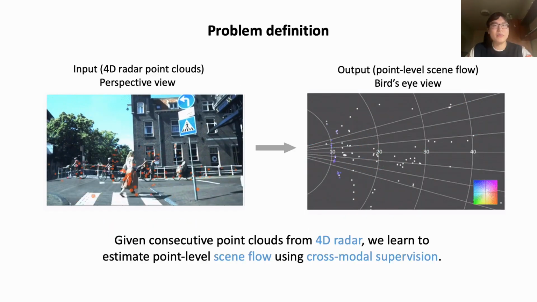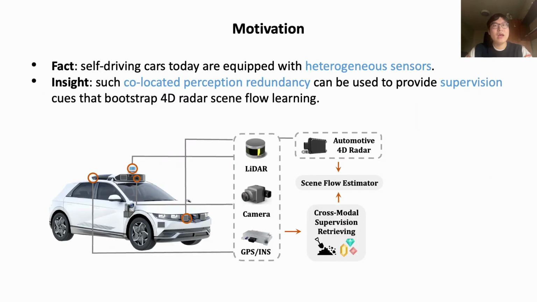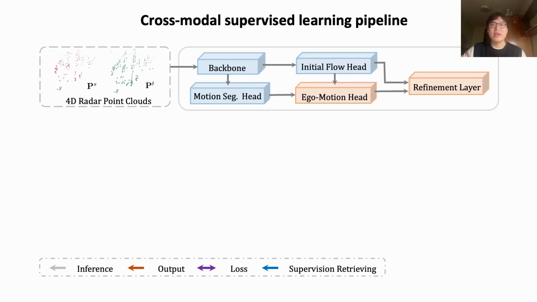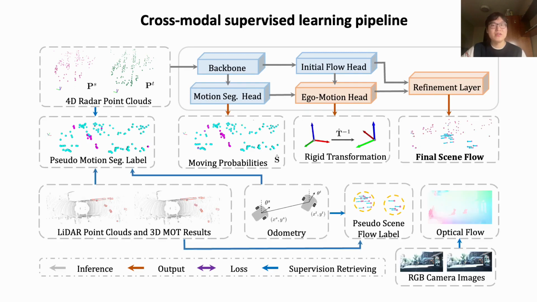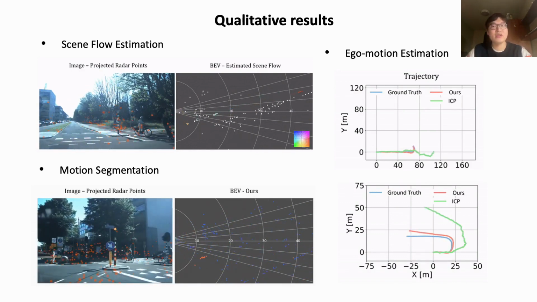In this work, we consider the problem of learning scene flow estimation on 4D radar point clouds using cross-modal supervision. Our motivation is based on the fact that self-driving cars today are equipped with multiple heterogeneous sensors, and we argue that such collocated perception redundancy can be used to provide supervision cues for radar scene flow learning. We propose a cross-modal supervised learning pipeline for 4D radar scene flow estimation. A multitask model architecture is introduced for the identified problem. We retrieve various supervision cues from three collocated sensors and train the model end-to-end using cross-modal constraints. We demonstrate the state-of-the-art performance of our method and show its effectiveness in downstream tasks as well.